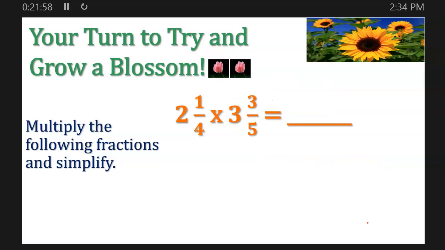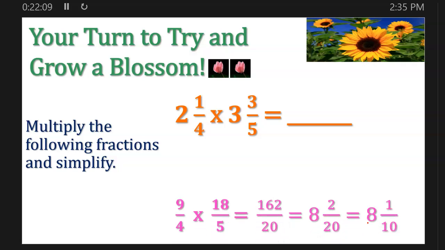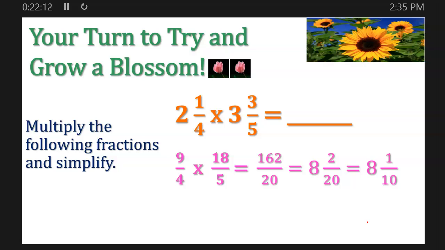Okay, let's try to grow a second blossom. This time we're doing 2 1/4 times 3 3/5. So go ahead and pause and I will count. 1, 2, 3. All right, so we need to turn these mixed numbers into improper fractions first. So 2 times 4 plus 1, remember that around the world technique. That's going to give us 9 over that existing denominator 4. Here, again, 3 times 5 plus 3 is going to give us 18 over that existing denominator 5. Then multiply across your numerators and across your denominators, and that will give you 162/20.